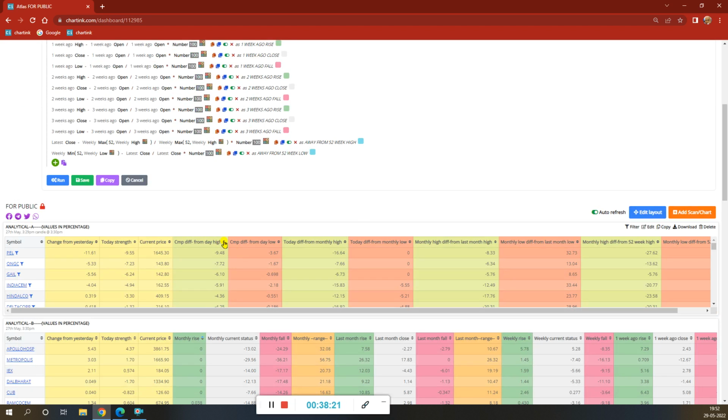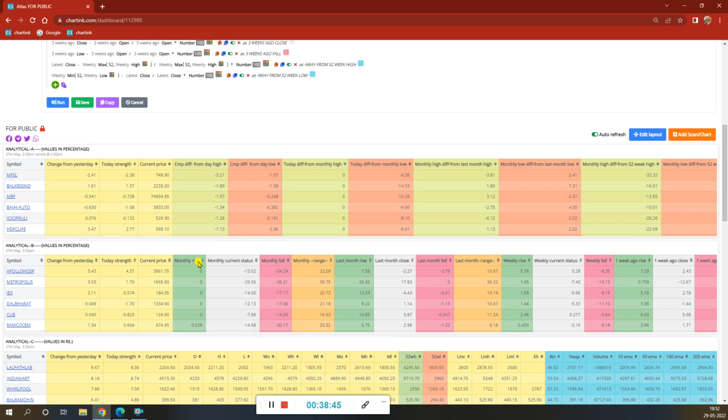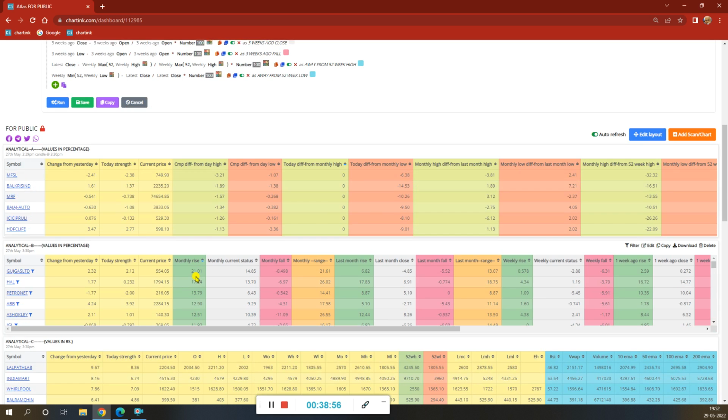If you see a zero number here, it means the stock is on the rising side, making its day's high. If you see 0 here, the stock is making its monthly high. If you see 0 here, the stock has fallen from the opening. If you see a big number here, the stock is very bullish on the monthly candle, like Gujarat Gas.